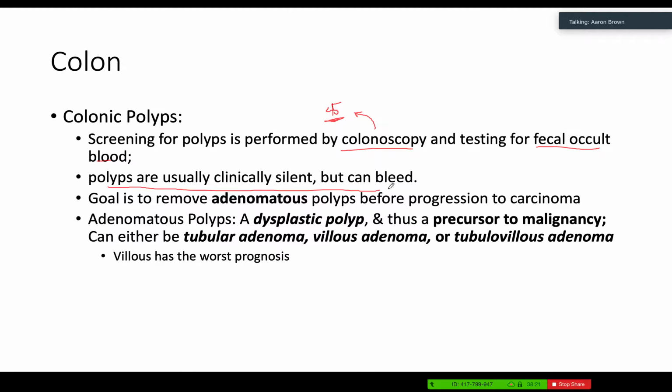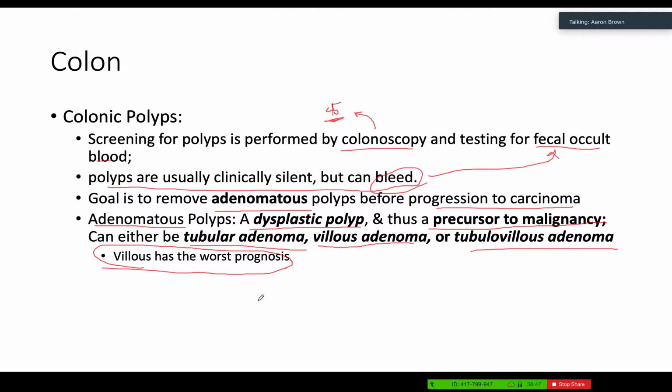Polyps are usually clinically silent, but because they can bleed, this fecal occult blood can be a good test. The goal is to remove any adenomatous polyps before progression to carcinoma. So adenomatous polyp is a dysplastic polyp, so it's a precursor for malignancy. When we talk about adenomatous polyps, again, we have these options. It can be a tubular adenoma, a villus adenoma, or tubulovillus, with villus adenoma being the worst prognosis and the most likelihood of progressing to cancer.